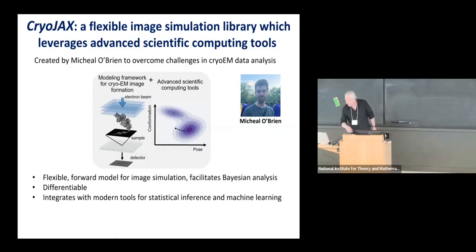So CryoJAX is a flexible forward model for image simulation. Why that's interesting and important is that if you have a flexible forward model for image simulation, it really helps in doing Bayesian analysis of the resulting data. It's differentiable, and if you're not familiar with what that means, I'll explain that in a moment. And this quite easily integrates with modern tools for statistical inference and machine learning.